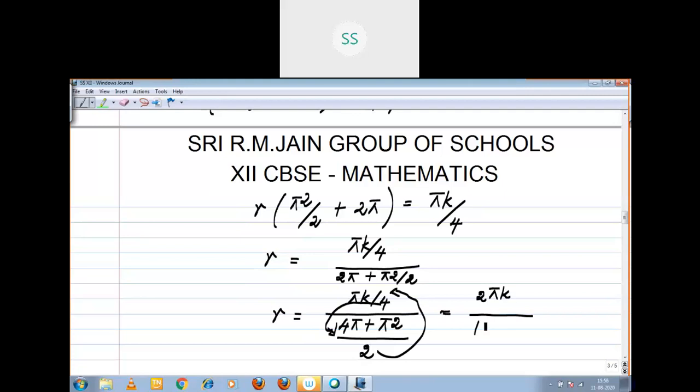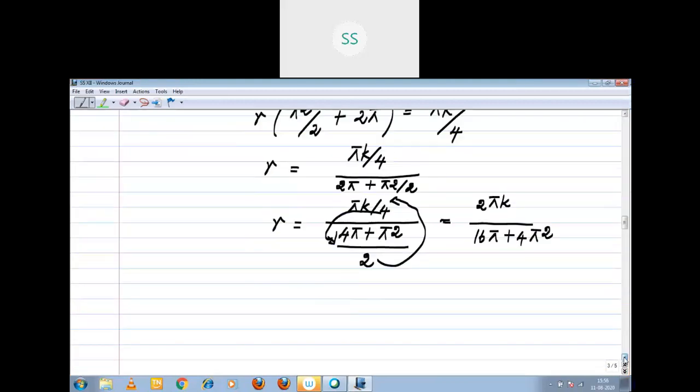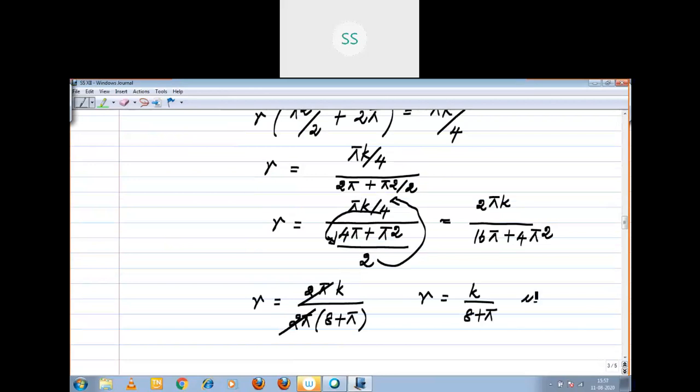4 fours are 16 pi plus 4 pi square, right? The 4 is common for both the terms. Now I am going to take 2 pi as common in the denominator, equal to 2 pi k divided by 2 pi bracket 8 plus pi. Now you see 2 pi cancel, equal to k by 8 plus pi is a critical point. Right, children?